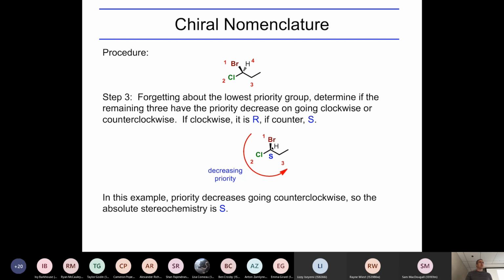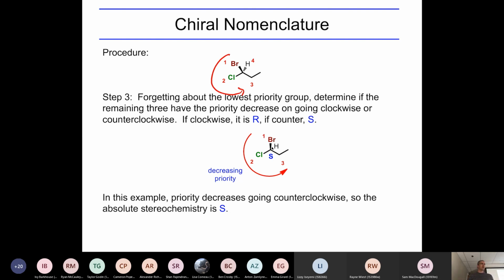Now, once you've done this, you've oriented the molecule so that the lowest priority group is pointing back. We now forget about the lowest priority group. We pointed it into the back, and now we're going to forget about it, and we're only going to look at the other three. What we do is go in terms of decreasing priority, in this case 1, 2, 3, and we see if, with the carbon atom in the center, going in decreasing priority means going in the clockwise direction or the counterclockwise direction. So you can see in this example, going 1, 2, 3 goes around that direction.